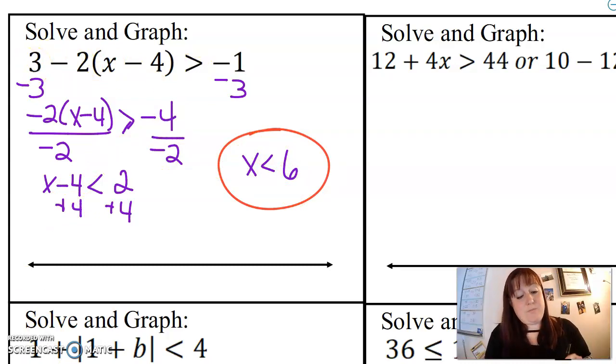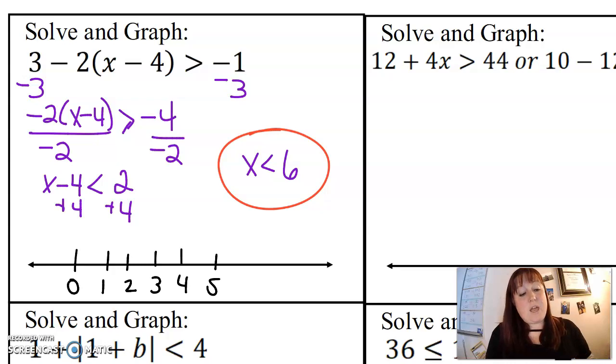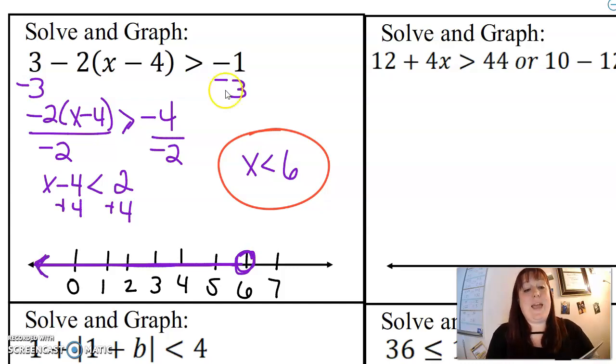So how do we graph this? Well, we're going to have 0, 1, 2, 3, 4, 5, 6, 7. Okay, so we decide what direction it's going to go. It's going to go less than 6, so it's going to go to the left. Then we decide if it's going to have an open or a closed circle. Well, we have just less than, not equal to, so we need an open circle. And then we're just going to shade to the left. And that's it. Any of these numbers on this number line will make this true.